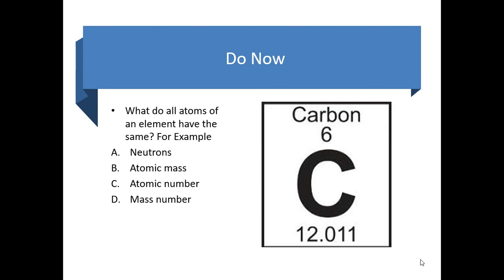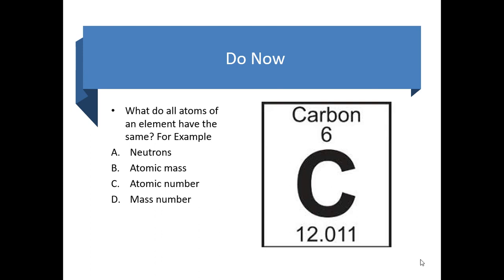So if I had carbon as my example, and I had 5 carbons, what potentially would all 5 of these carbons have the same? Would it be the number of neutrons, the atomic mass, the atomic number, or the mass number? So I'm going to pause and give you a moment to think about it. What would they all have the same? Think about some of the things that we've talked about. Remember the term isotope. What about isotopes of an element is different?